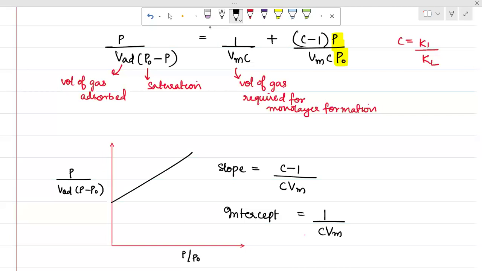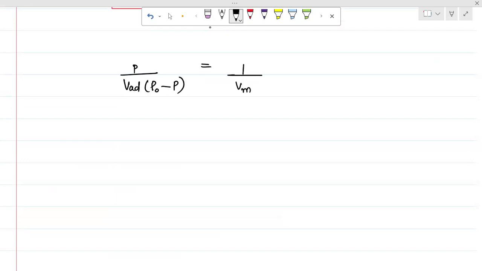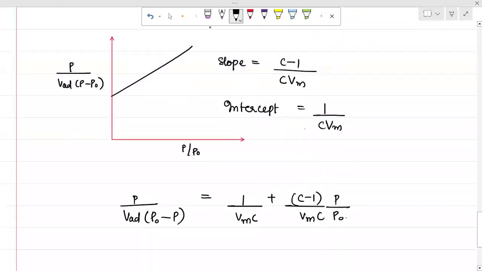Okay. Now, this is very similar to that of the Langmuir equation. I'll explain how. Please write down the equation once again so you learn it. P by V absorbed into (P naught minus P) is equal to 1 by VmC plus (C minus 1) divided by VmC times P by P naught, right? I hope I have written C minus 1. Okay, yes.